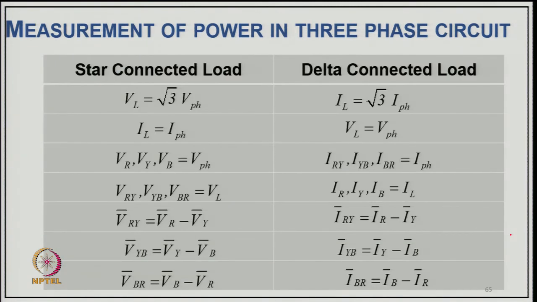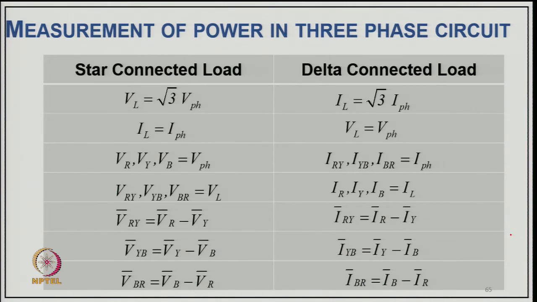Now, coming to measurement in 3-phase circuit. For a star connected load we can say V L equal to root 3 times V phase and I L equal to I phase, and the 3-phase voltages V R, V Y, V B equal to V phase, and the line voltages V RY, V YB, V BR equal to V L, where V RY equal to V R minus V Y, and V YB equal to V Y minus V B, and V BR equal to V B minus V R.